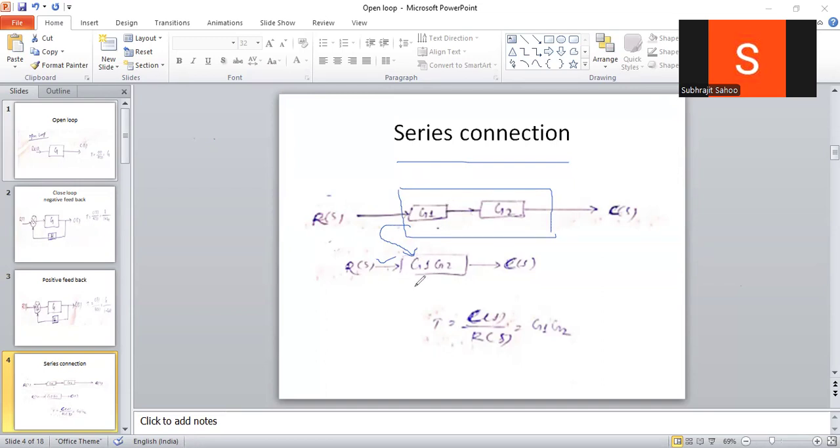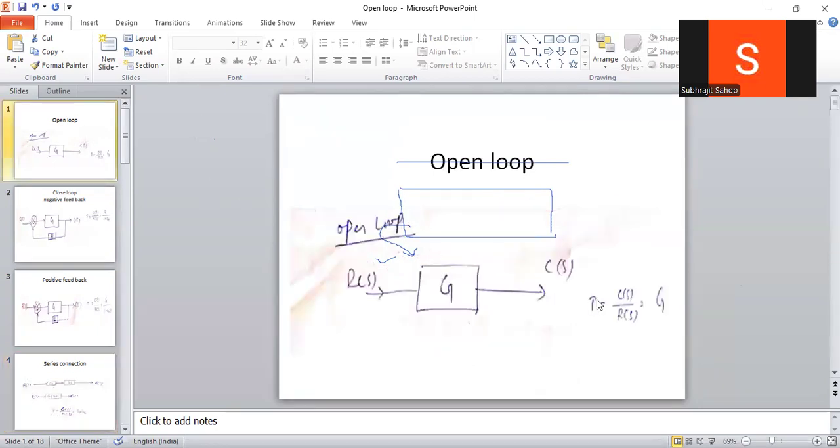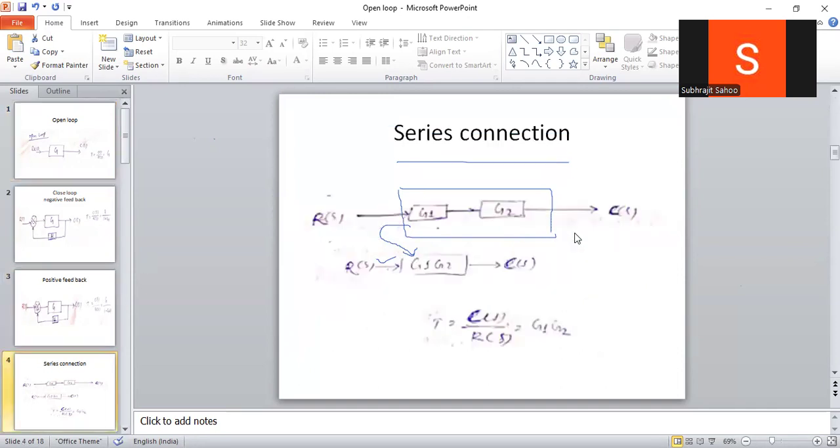Then what is the transfer function, sir? Same, C(s) by R(s). Observe, what is the transfer function here? C(s) by R(s) equals G. The same way, after converting into a single block, reducing the block here, I reduced the two blocks into a single block, and the result also changes inside the block. What is the result? G1 into G2. Then my transfer function T equals C(s) by R(s), which becomes G1 into G2. This is called series connection, right?